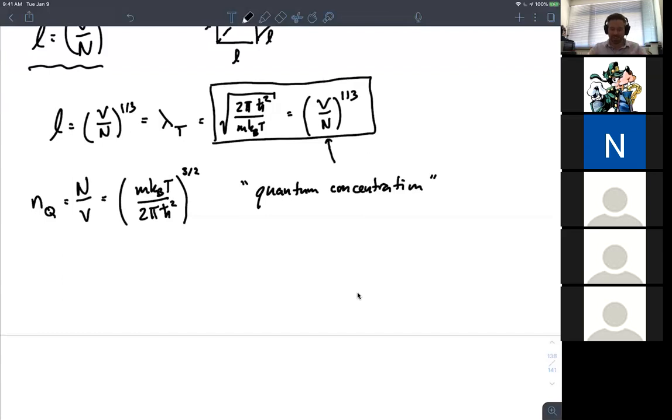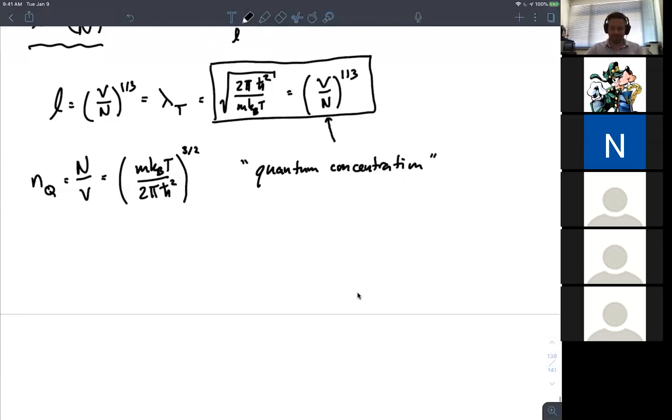All right, but I just wanted to introduce this idea of the thermal de Broglie wavelength, which gives the size of the particles. And then that size of the particles gives some expected volume and therefore concentration of particles where you will expect quantum mechanical effects to occur. All right, so now we're okay with the idea of quantum concentration, and that comes from this idea of thermal de Broglie wavelength.